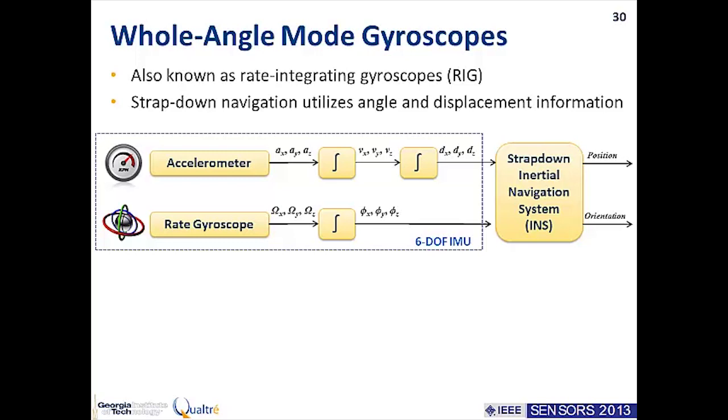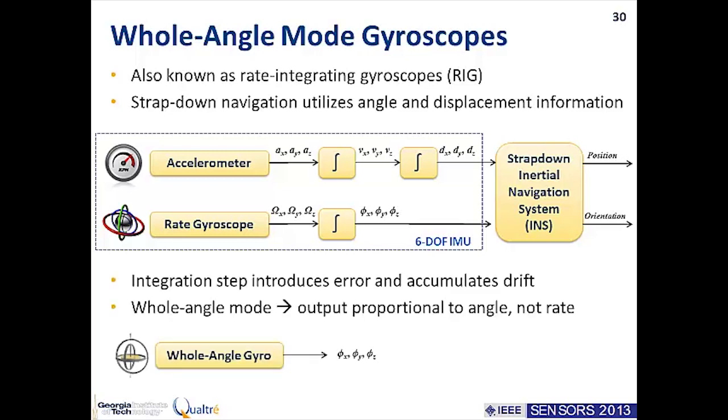And obviously, this process has a lot of errors associated with it, because any noise from the interface circuit or any drift from the rotation rate itself is going to get accumulated over time as you do this integration process. So in the case of whole angle mode structures, your output is already the angle, which is what you want for this navigation application. So you don't have to worry about integrating any signals, and you can actually get lower drift, assuming that the main source might be from that interface.